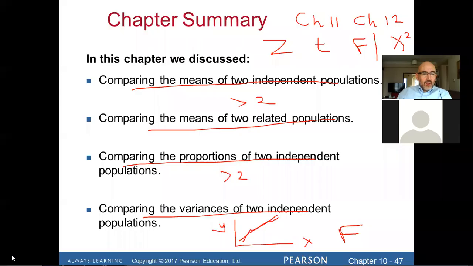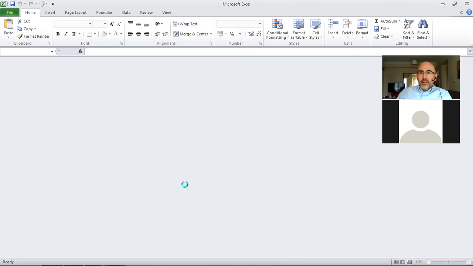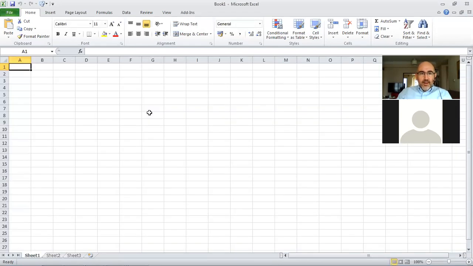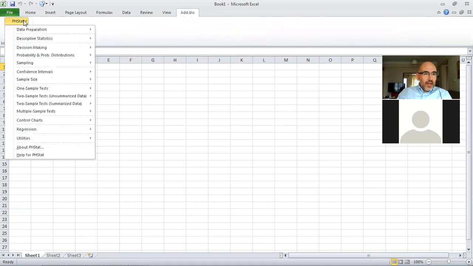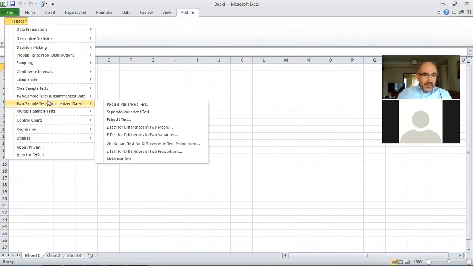Okay, so now let's go to our PhStat, and I want to demonstrate a couple of things from what we did in the class. So here, let's choose from PhStat the two sample tests and summarize data. And we have the two sample tests for differences in proportion, which is what we did in class. So, the z-test for differences between two proportions.